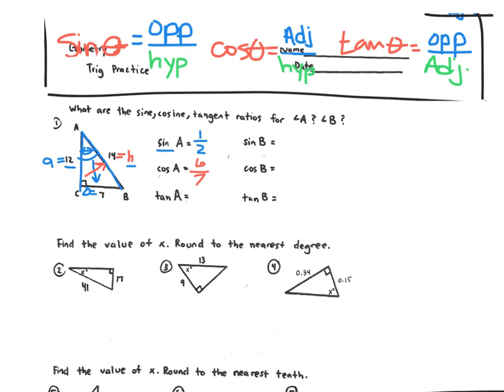Let's see if you can do tangent on your own. All right, check your answer with me. Tangent is TOA, T-O-A. So that's opposite over adjacent. And opposite was already labeled 7. Adjacent was already labeled 12. There's your answer. We don't have to do anything with that one.